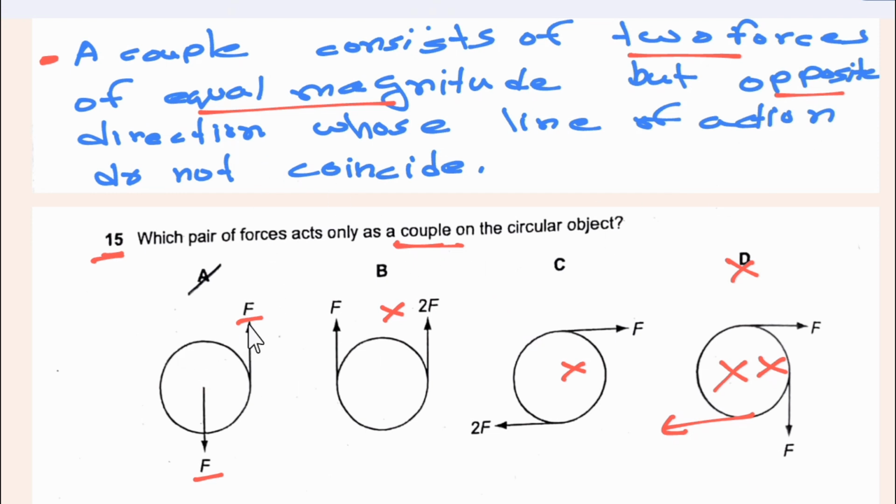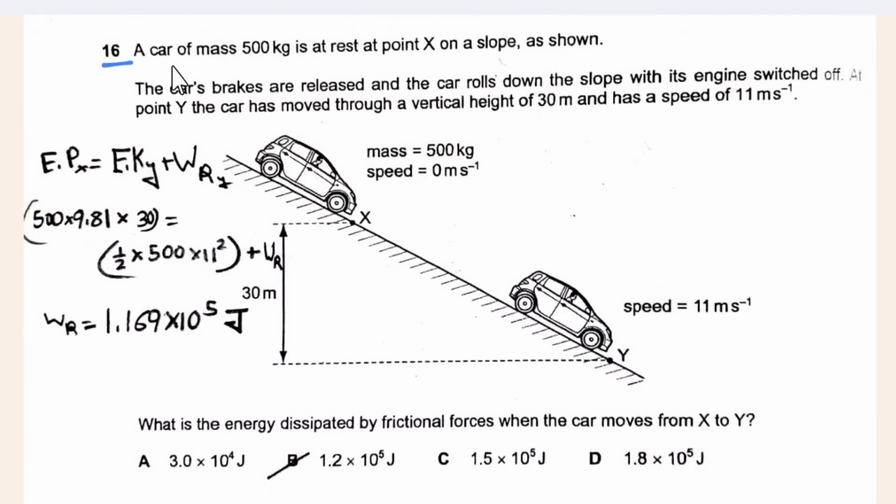The forces are of equal magnitude acting in opposite direction whose line of action do not coincide, and we know that the moment of a couple is force times the perpendicular distance between the forces, and the forces must have the same magnitude, so the answer should be A.